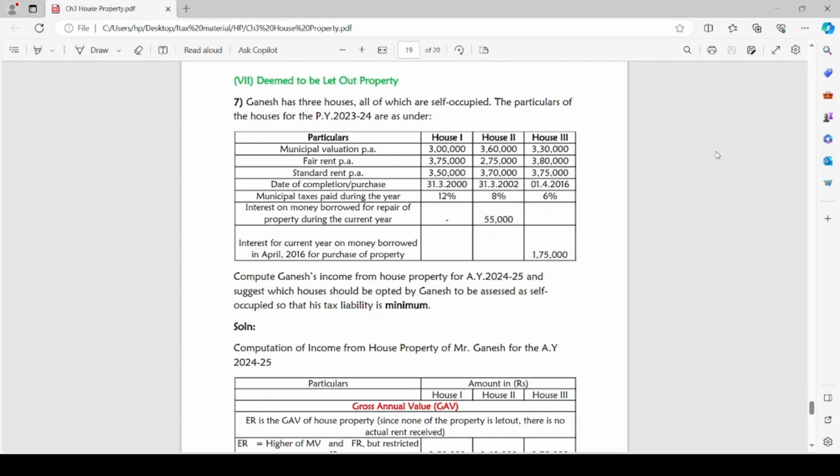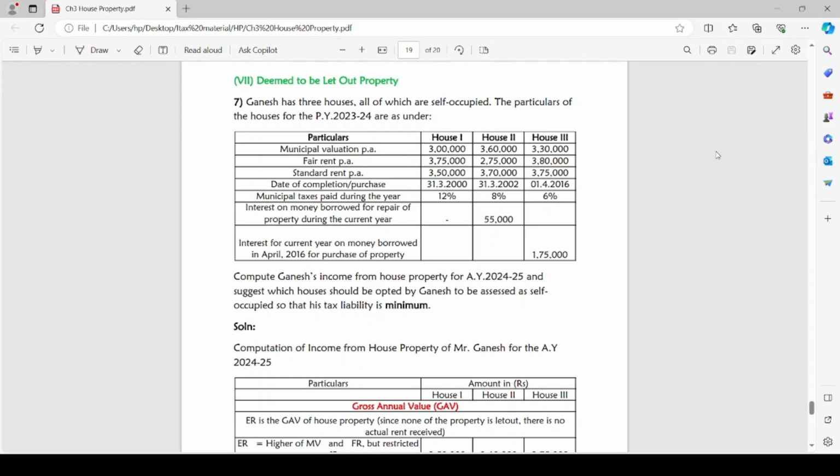For house number 1, there is neither interest on money borrowed for the purpose of acquisition or construction nor for the purpose of repair, renewal or reconstruction. But for house number 2, Mr. Ganesh has borrowed money for the purpose of repair of the property, and for house number 3, for the purchase of the property, he has borrowed money. Compute Ganesh's income from the house property for assessment year 2024-25 and suggest which houses should be opted by Ganesh to be assessed as self-occupied so that his tax liability is minimum.